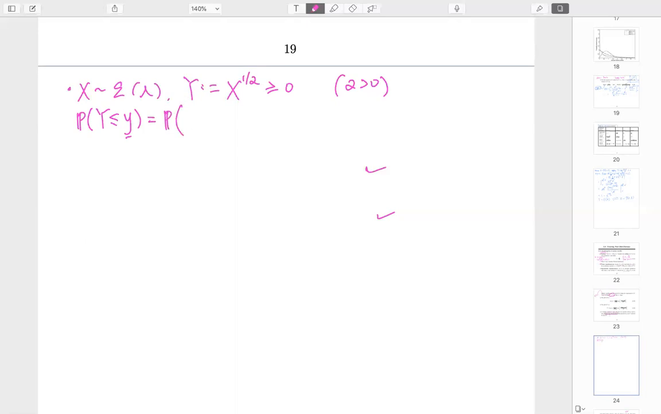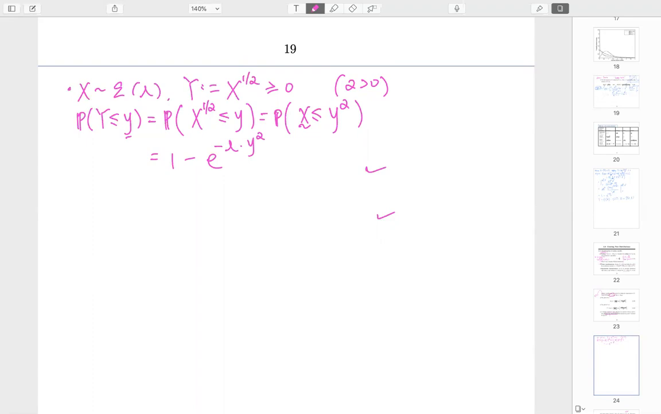The first step is to use the definition of Y. Y is X to the 1 over alpha, so Y less than y. The inequality is not about X, so I need to raise the power to alpha on both sides. Now it's an inequality directly about X, and X is an exponential distribution. I know the CDF, negative lambda times y.